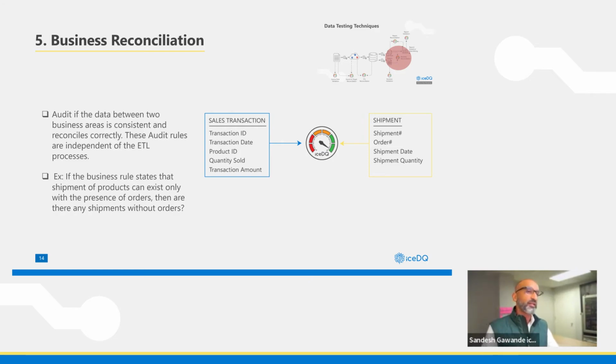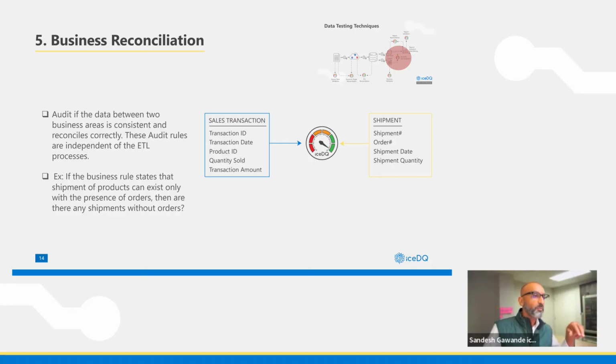Then here's a business reconciliation. If you did a sales transaction, only then can you do a shipment. So here we are checking if I have a shipment, there is an order number. Is there an order here? Does a transaction ID exist for this shipment? Because you cannot have an order here which doesn't exist in the sales transaction table.